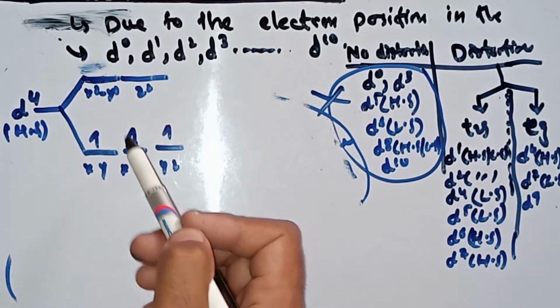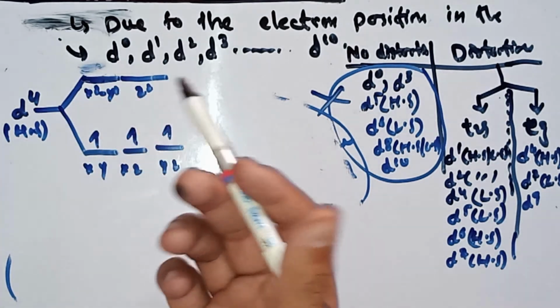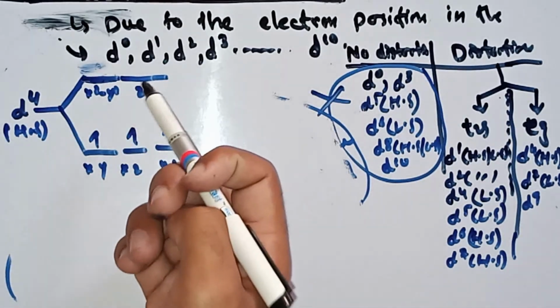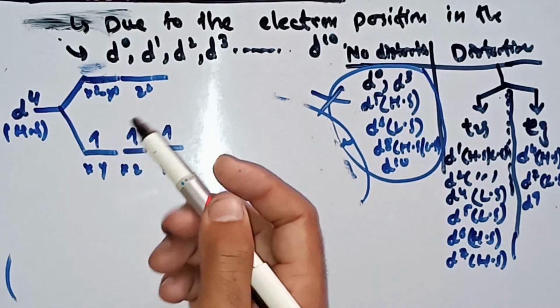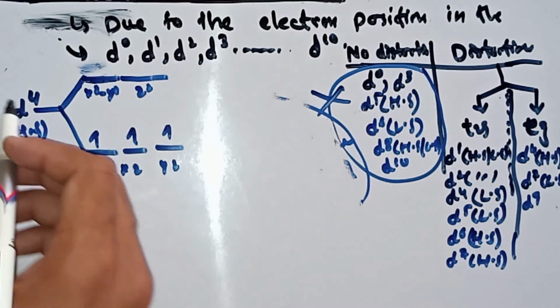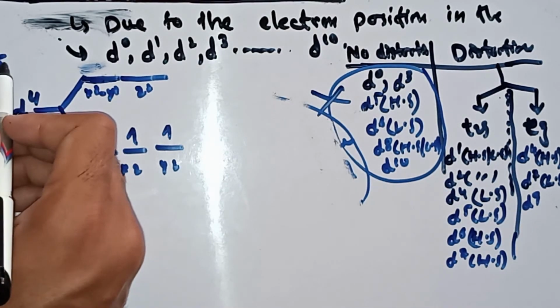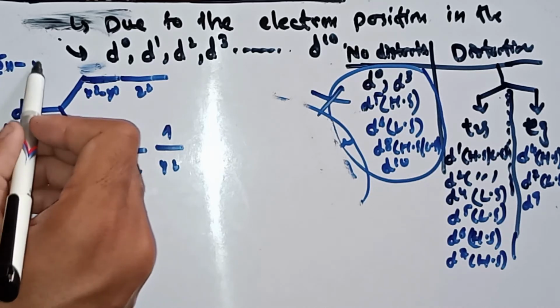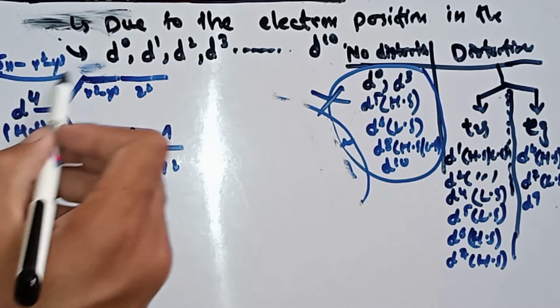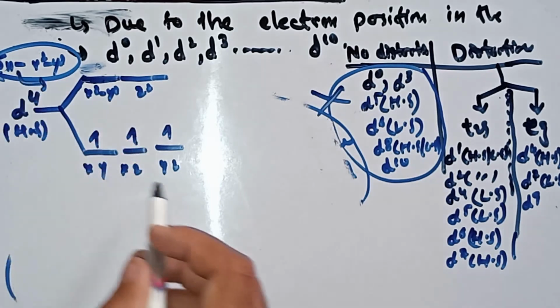When they go into x square minus y square, how does distortion occur? When they go into z square, how does distortion occur? So there are two different cases. We can say that when electrons go into x square minus y square, then what will happen? Let's discuss this case.